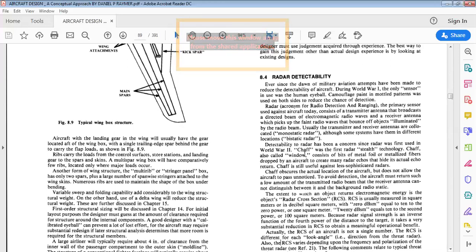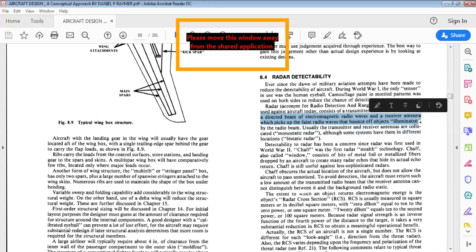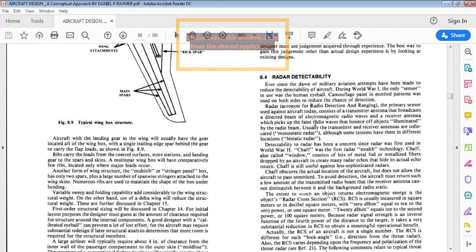Radar is the primary sensor used against aircraft today. It consists of a transmitter antenna that broadcasts a directed beam of electromagnetic radio waves, and a receiver antenna which picks up the faint radio waves reflected from objects illuminated by the radio beam. What is radar? Radar is nothing but radio detection and ranging, the primary sensor used against aircraft today. Before, the eyeball was the only sensor, but today we look into radar, that is, radio detection and ranging.